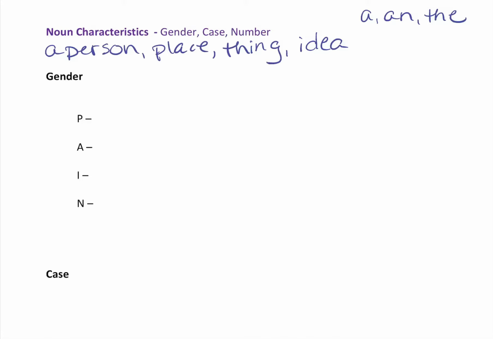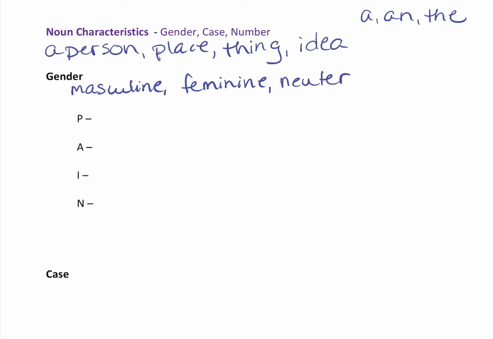So nouns have 3 characteristics, just like verbs have 3 characteristics. The first thing that we're going to learn about is gender. Unlike in English, nouns in Latin have gender. There are 3 genders: masculine, feminine, and neuter.